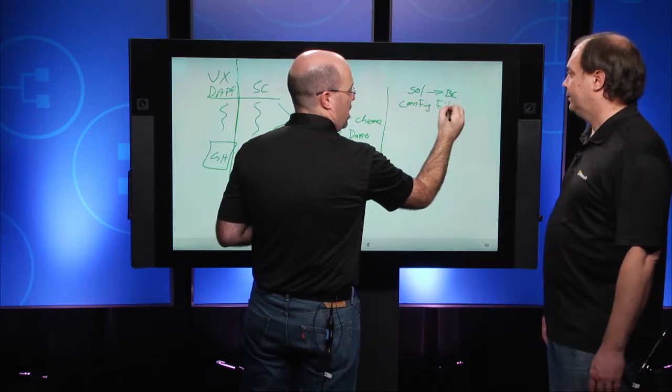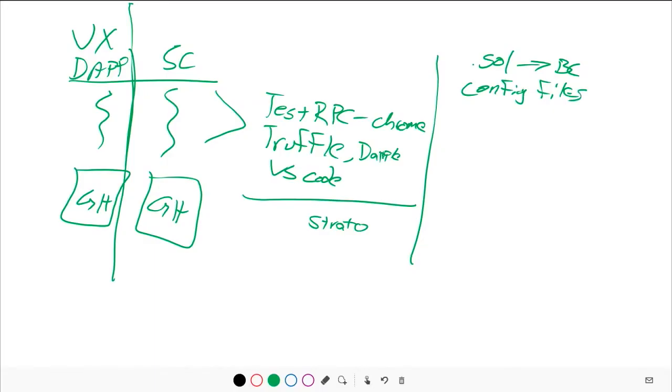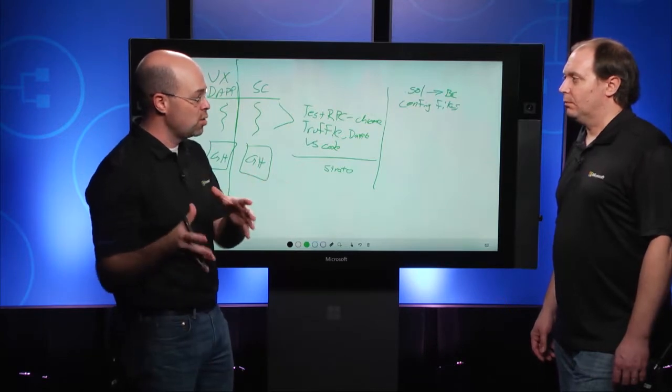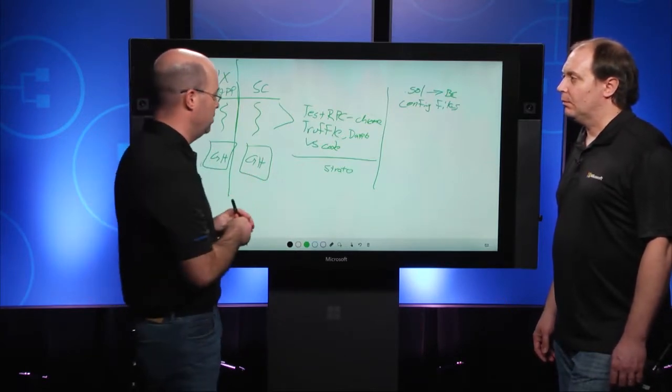Okay, and so from a DevOps perspective, and this would be very familiar to organizations that are just deploying to Azure, like Azure Web Apps, you might have config files that specify dev, test, stage, prod, and these are reporting out to the different blockchain networks that you might be working with.